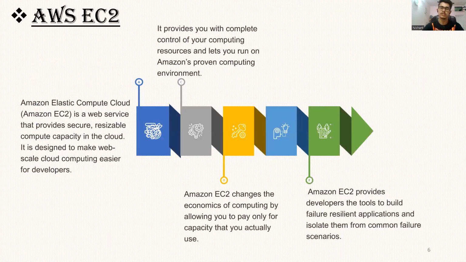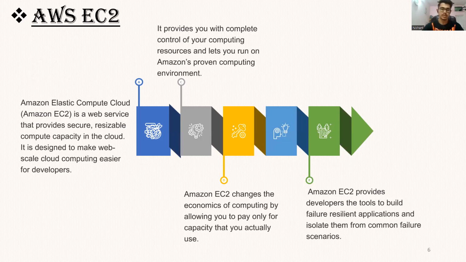So what is AWS EC2? AWS EC2 is an elastic cloud compute service which provides secure and resizable compute capacity in the cloud. It helps various web applications to run on it, and also provides complete control of your resources and lets you run those resources on AWS's proven computing environment.